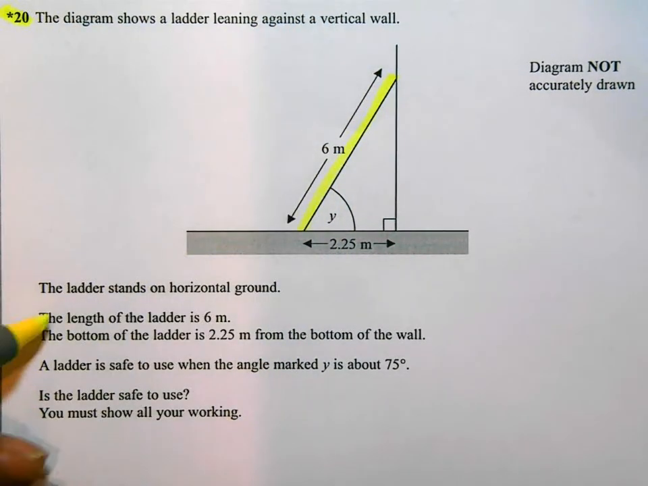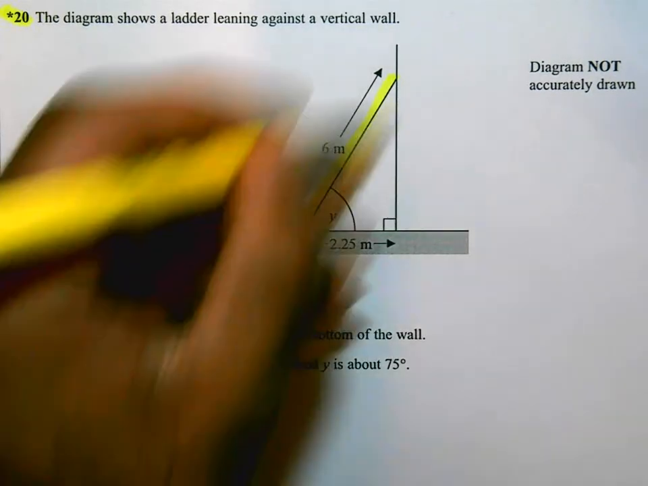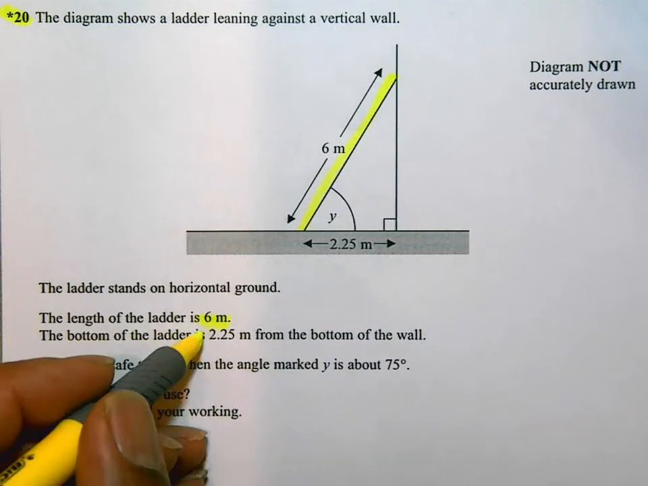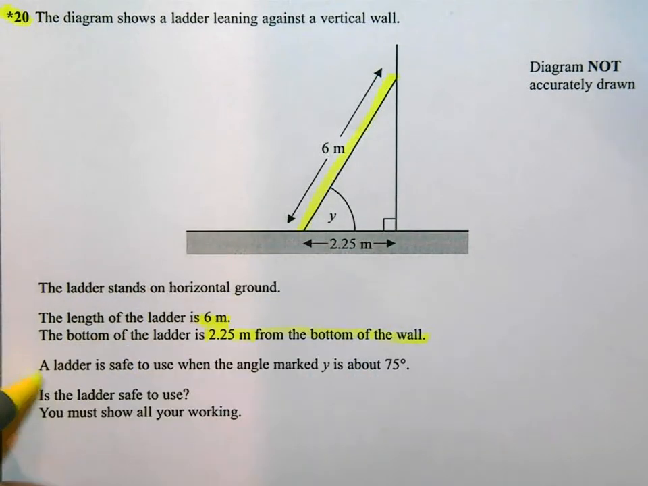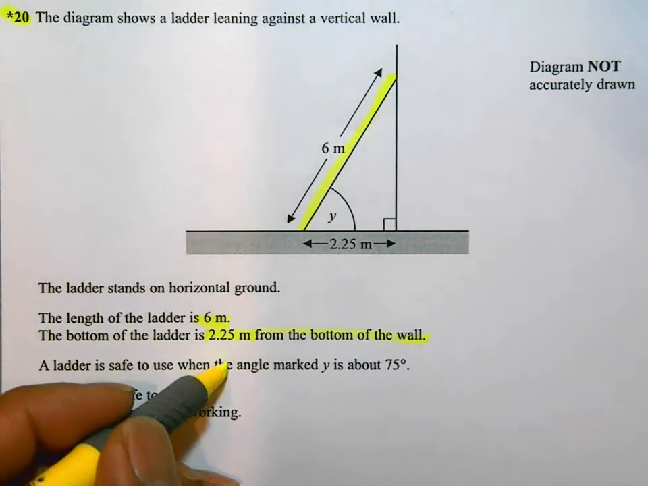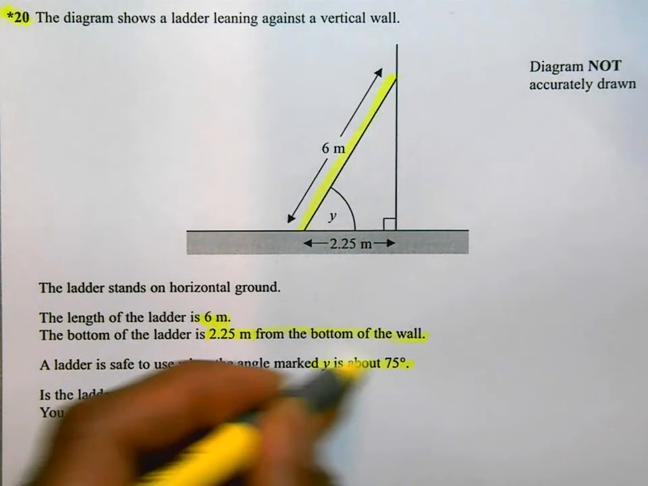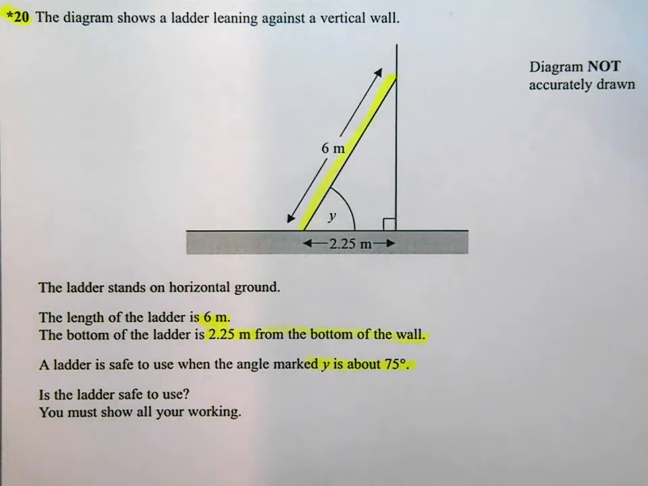The ladder stands on horizontal ground. The length of the ladder is 6, so yep, that's the ladder. The bottom of the ladder is 2.25 meters from the bottom of the wall, so we've got that distance there. The ladder is safe to use when the angle marked Y is about 75 degrees. Is the ladder safe to use? You must show your working.